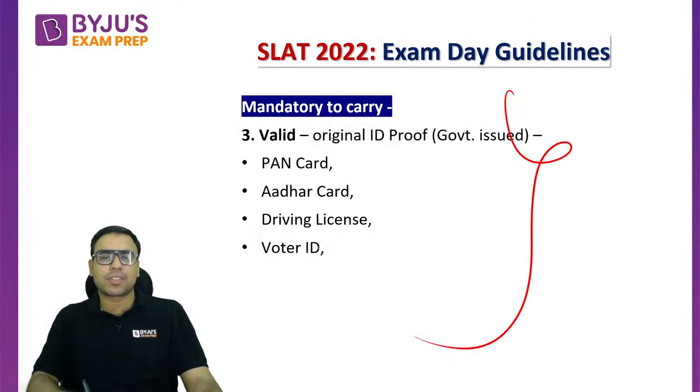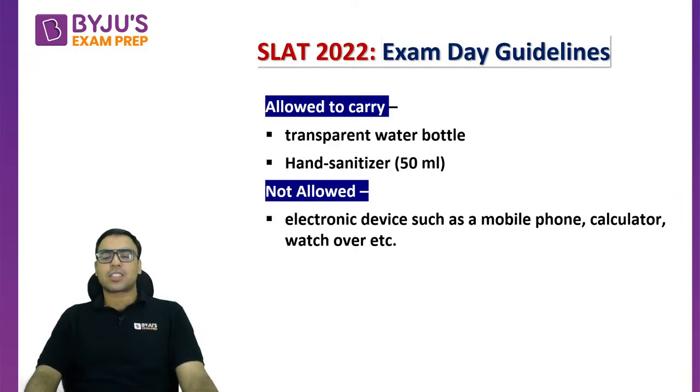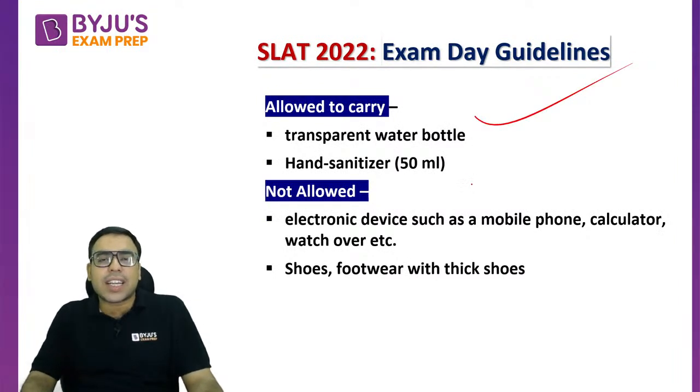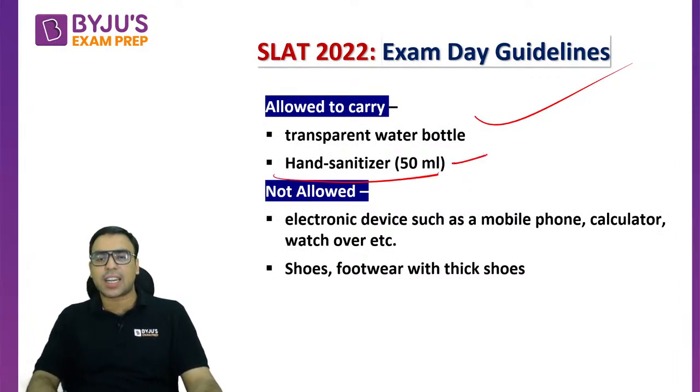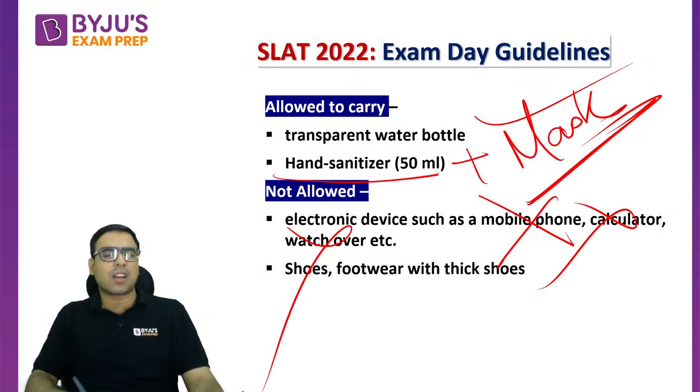Yes, one of the ID proofs I've told you should have. Now, what are the things that you are supposed to carry? You can carry a transparent water bottle and hand sanitizer. I would suggest please take the mask with you, because nowadays the strictness is being done. So please ensure that you take your mask with yourself. No need to take a mobile phone, calculator, etc.